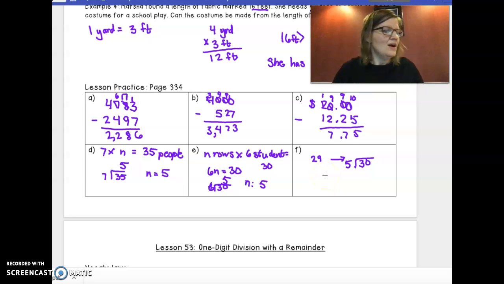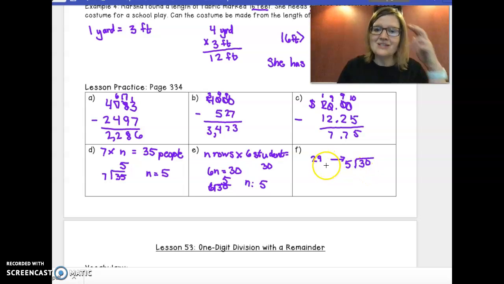And finally, Mr. Tran wanted to arrange his 29 students into 5 groups. About how many students will be in each group? Now, because of this, we don't have to cut anybody up or have any remainders. They're just wanting about how many, so we don't have to be exact. Well, I tell myself, he's wanting 5 groups.